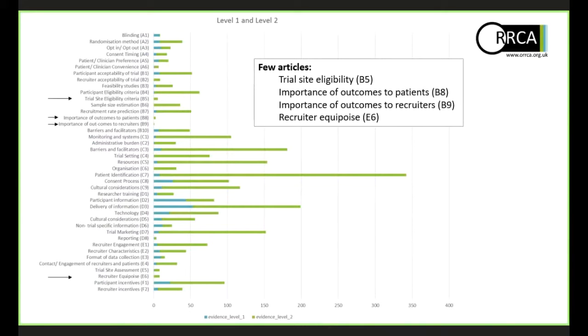Similarly, there are also some topics that were covered in level 1, but actually by the time you add in level 2 data, there's still not much information out there about them. And that would include patient-clinician convenience design, so designs of trials that just make it easier for patients and clinicians. The reporting of trials and how that impacts on recruitment. And then finally, trial site assessment and factors, which is linked to trial site eligibility. How does the choice of trial site impact on recruitment? And these would be some areas that we would really encourage research in and to explore. And the next time we update this, it would be great to see more research within these areas.